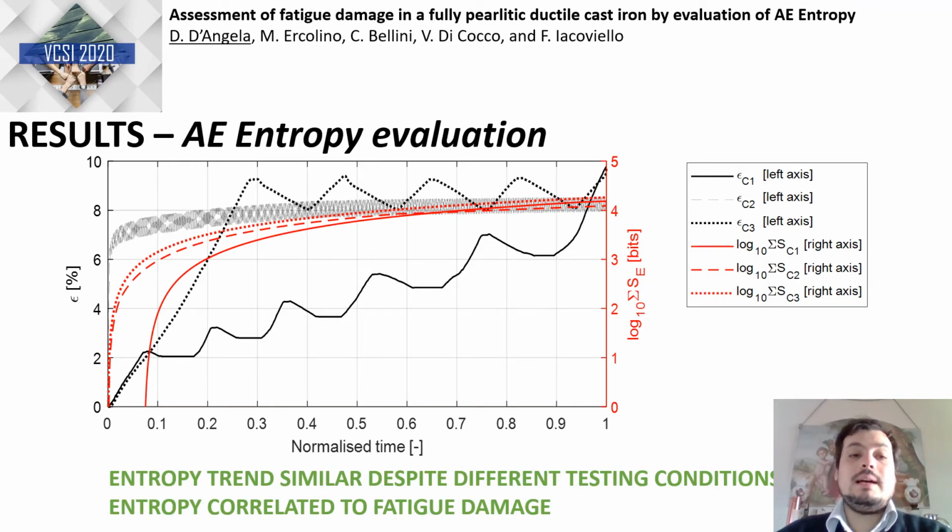Let's have a look at the main results of the acoustic emission entropy evaluation. In the big plot, you can see on the left axis the epsilon, that is the strain of the specimens, over the normalized time, where the normalized time is defined by the actual testing time divided by the failure time. So normalized time equal 1 means failure. On the right axis, you can see the time evolution of the logarithmic cumulative Shannon entropy in bits.